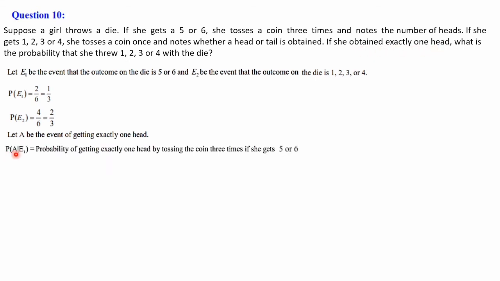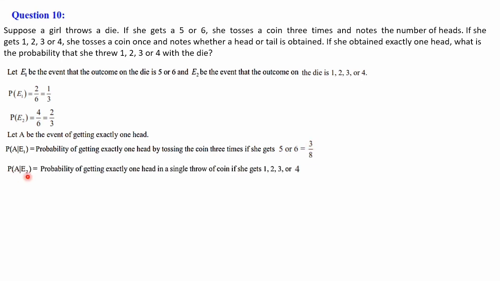Then P of A given E1 means she is getting 1 head given that it is from the first event, that means getting a 5 or 6. Probability of getting exactly 1 head by tossing the coin 3 times if she gets 5 or 6 is 3 divided by 8. Here she is throwing the coin 3 times, so the total number of outcomes is 2 power 3, that is 8. And she is getting exactly 1 head. Exactly 1 head means there are only 3 chances, that is 3 divided by 8.